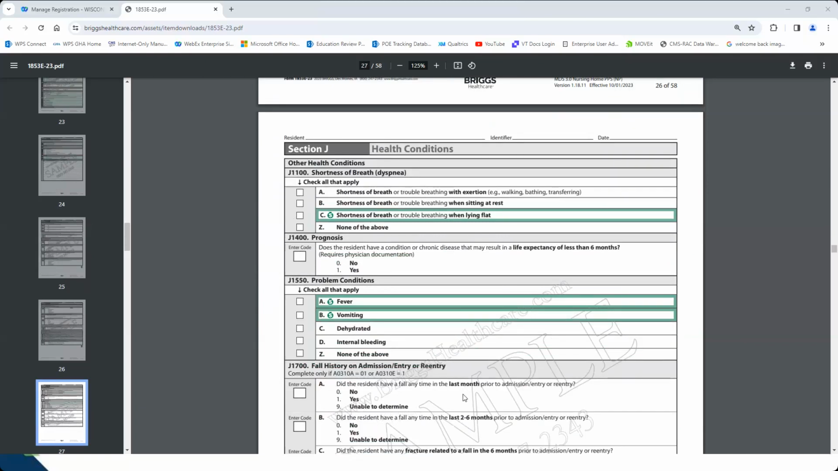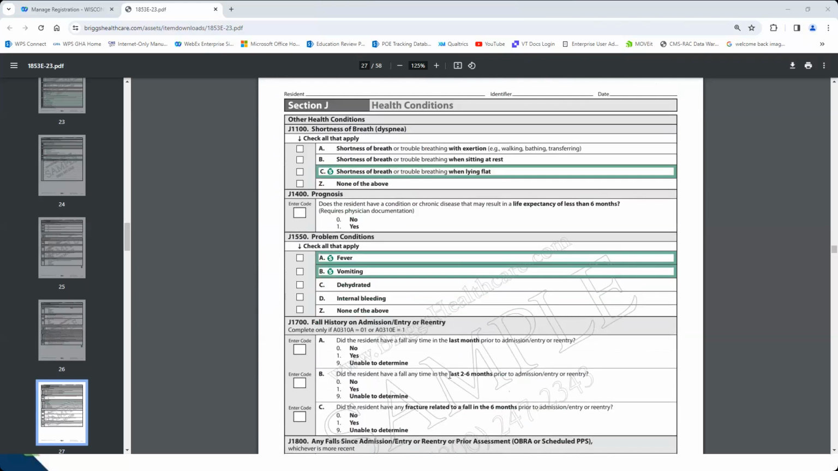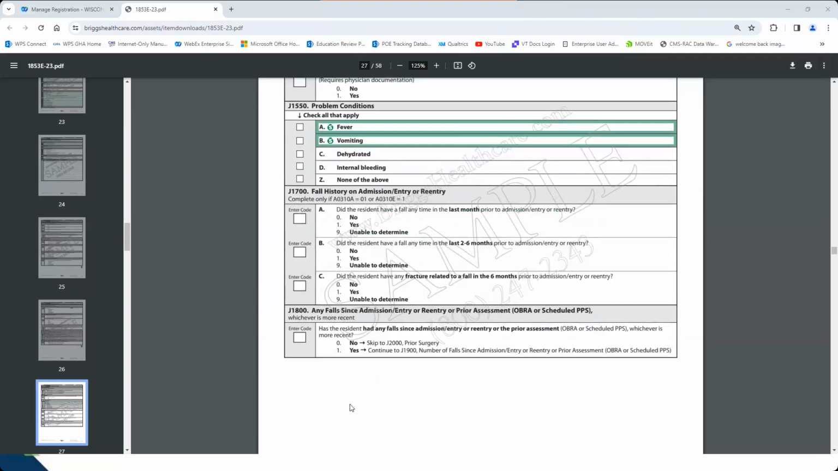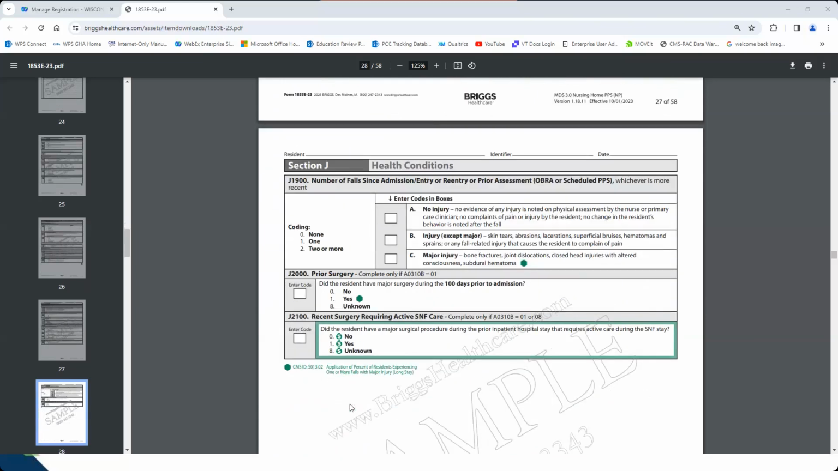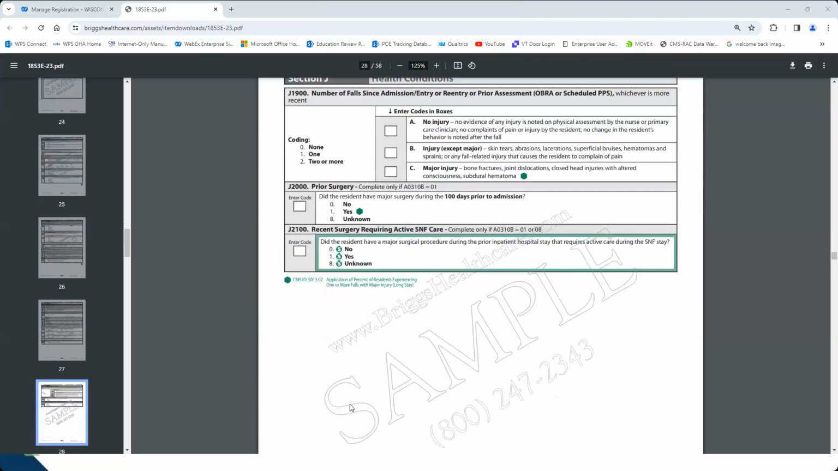So it is crucial that your MDS coordinator takes these things into consideration and sets your ARD date accurately, so you can capture if any of these things happened in the hospital in that look-back period of time. Section J also includes surgery, if the surgery prompted SNF care in the last 100 days prior to the SNF admission. I'm going to scroll down here a little bit more. We'll get to prior surgeries.